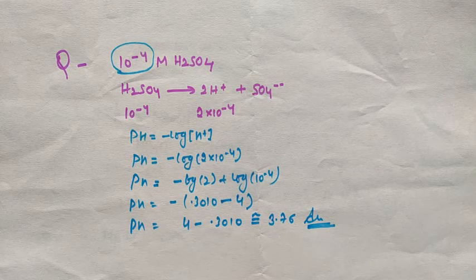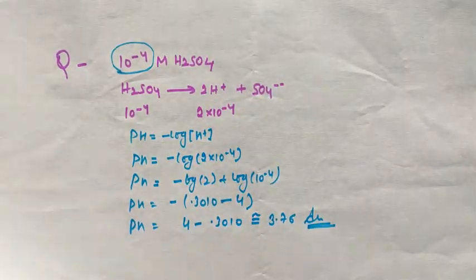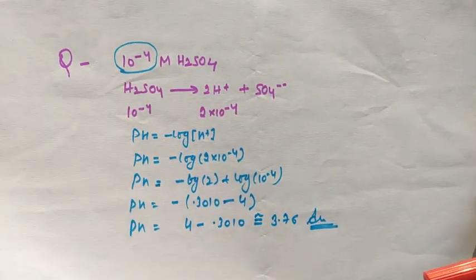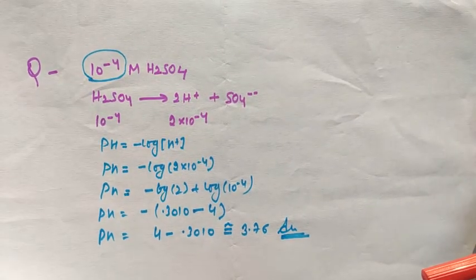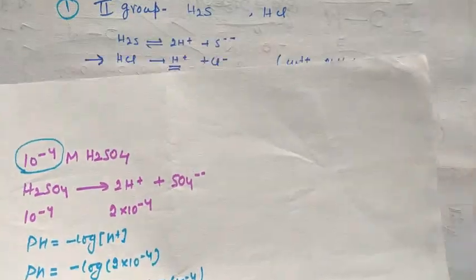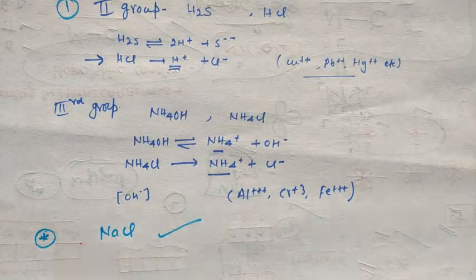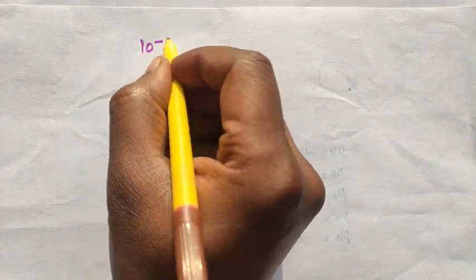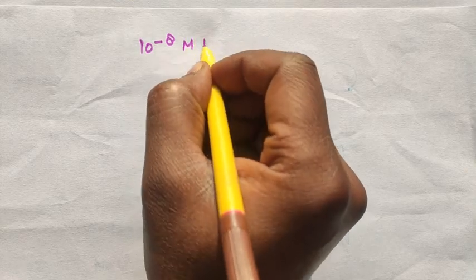Now one more thing you have to keep in mind. This is one type of problem where you have to keep in mind the number of H plus ions. Similarly, there is one more thing you have to keep in mind while solving pH problems. Suppose, student, you are given: calculate the pH of 10 to the power minus 8 molar HNO3.